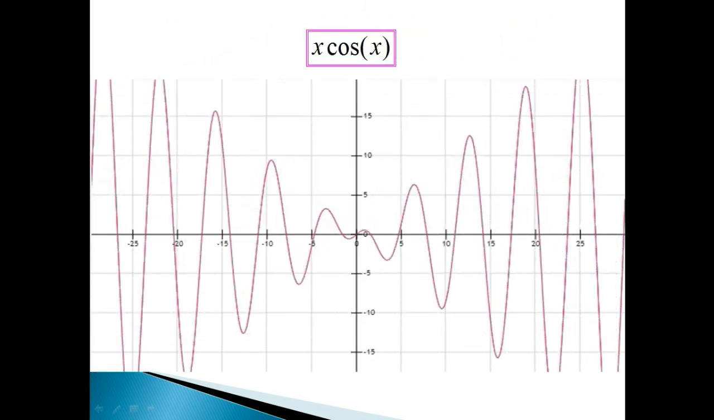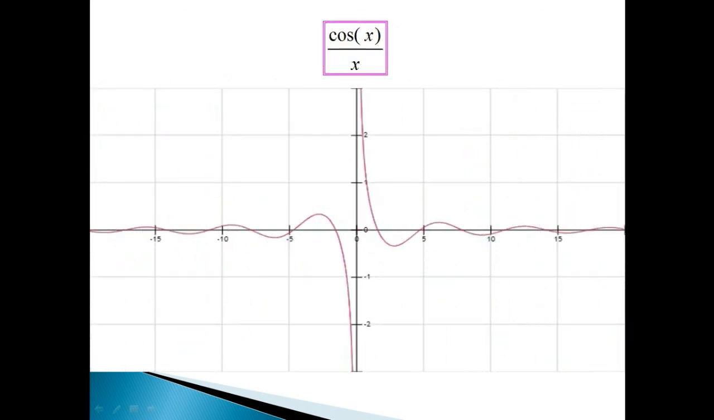X cos x. The plot of x cos x is similar to x sin x, with the slight difference of it being an odd function about the origin. Cos x over x. It is also an odd function, with its value approaching plus minus infinity as x approaches 0. It is due to cos x approaching to 1 at x approaching 0.